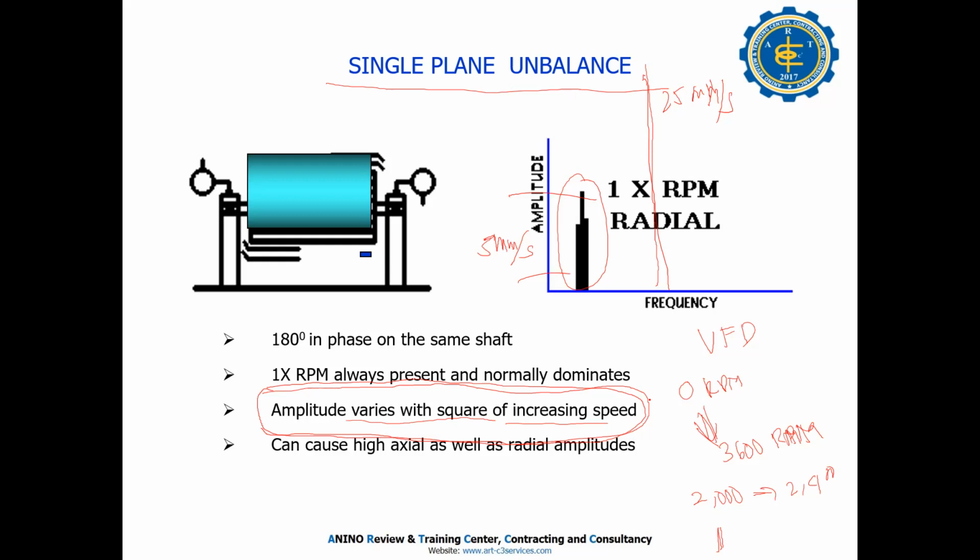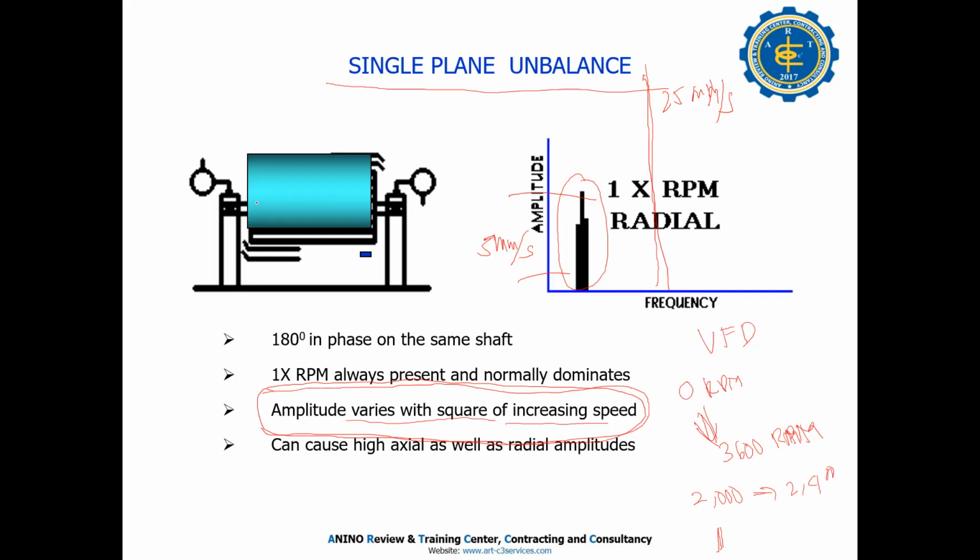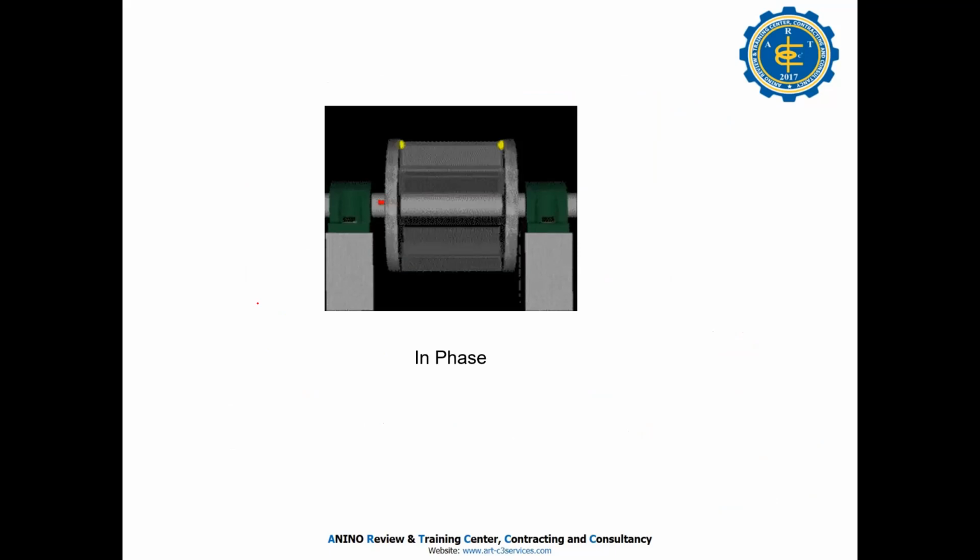Or you can tell them, yeah, we have to check. We have to monitor the vibration, then we increase the speed. If we increase the speed and the vibration is still the same, then that is not unbalance. That's another issue. So this one is the single plane with 180 degrees in phase. This one is in phase.